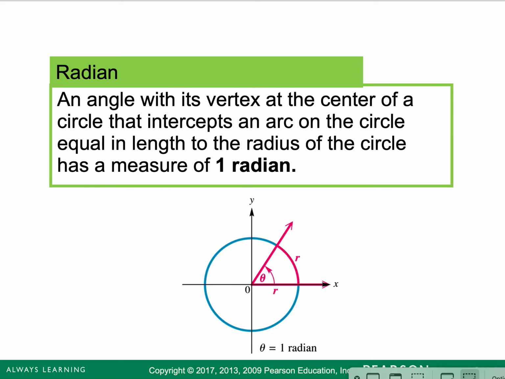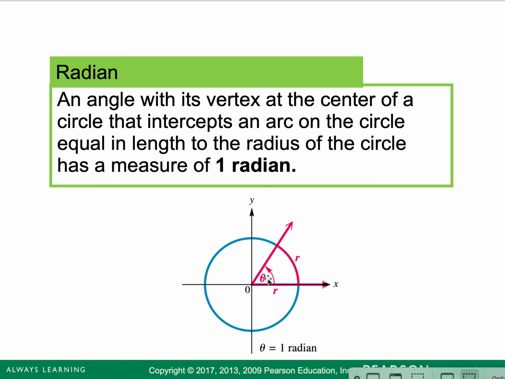So what is a radian? An angle with its vertex at the center of a circle. So here, kind of like the coordinate plane is drawn here, the origin here would be the vertex of my angle, and it intercepts an arc on the circle with equal measurement. And the length of the radius of the circle has a measurement of 1 radian. So notice this is little r over here, and the measurement of this theta is also little r. This is because radians goes back to the idea of a circle.